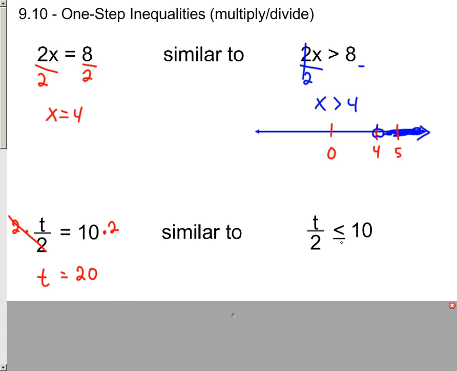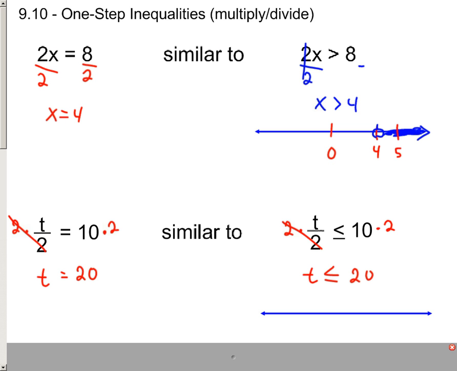Here with this inequality, this less than or equal to sign, we would handle it the same way. T is divided by 2, so we would multiply by 2, and that frees the t up. But then we need to multiply the other side by positive 2. And so t would be less than or equal to 20. We're going to take a look at the graph on this one as well. We'll go ahead and graph our solution.